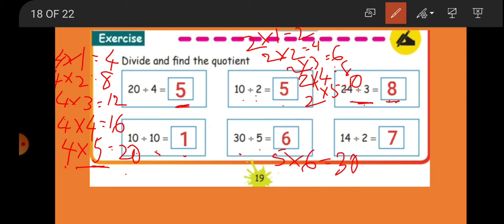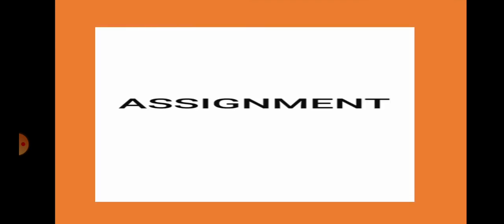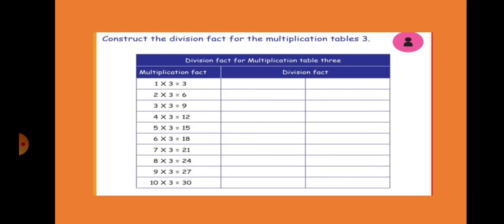Okay. Next, 14 divided by 2. So 2 5s are 10, 2 6s are 12, 2 7s are 14. So 7 times, if we multiply 2, we get 14. So like this we have to do it. Okay children, understood? And today's assignment is the same thing, division facts for multiplication table 3.